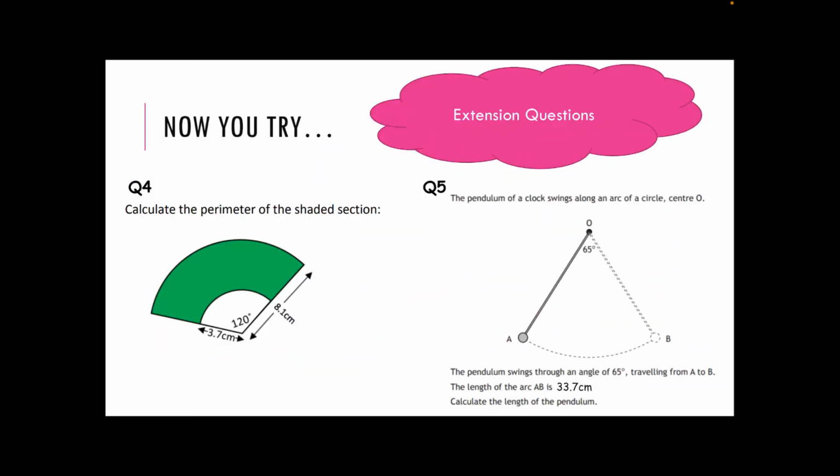And then lastly, we've got some extension questions. So these are a lot trickier than the previous 3 questions. I still expect you to try these and give this your best go. If there are any problems, I'm always available on our Teams chat if you need a wee hand.